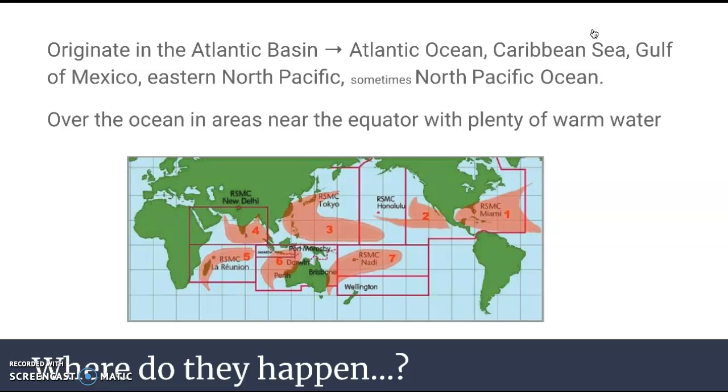Where do they happen? They originate in the Atlantic Basin, around the Atlantic Ocean, Caribbean Sea, Gulf of Mexico, Eastern North Pacific, and sometimes the North Pacific. So they happen over the ocean in areas near the equator with plenty of warm water. And then here's just a map I found that shows going from left to right, east of Africa, and then south and east of Asia, all around Australia pretty much, and then in the Pacific near the United States, and then a lot in the Atlantic.